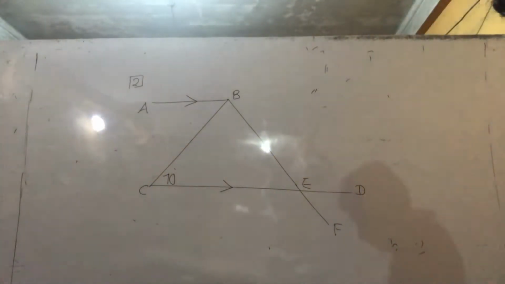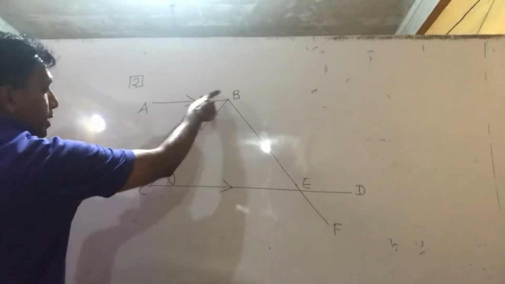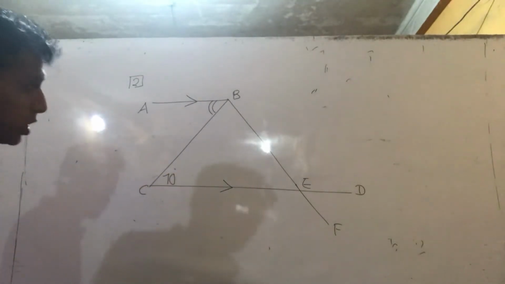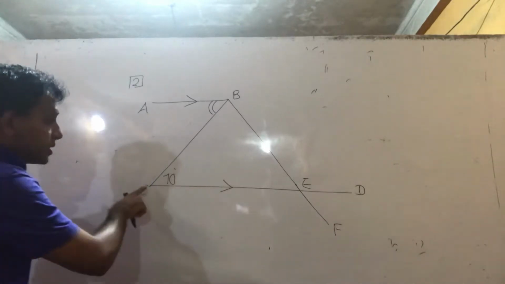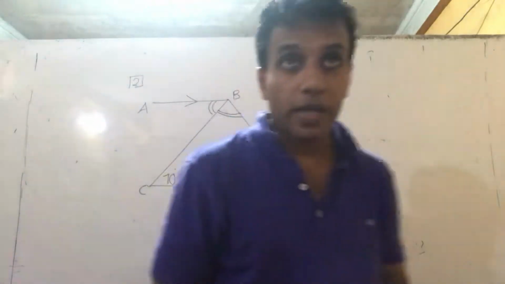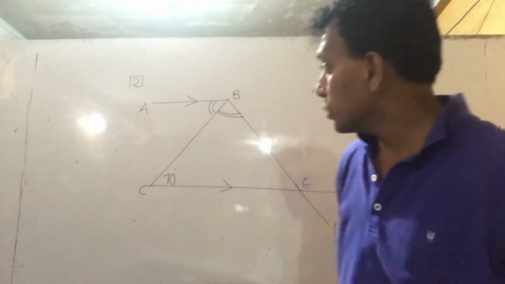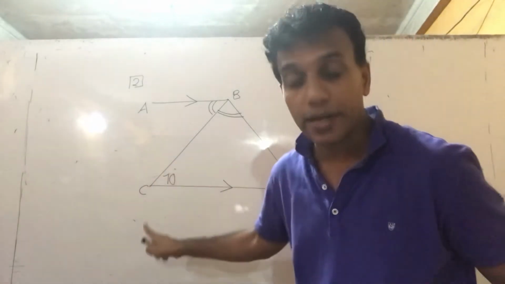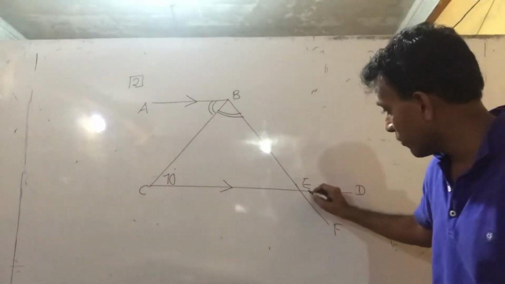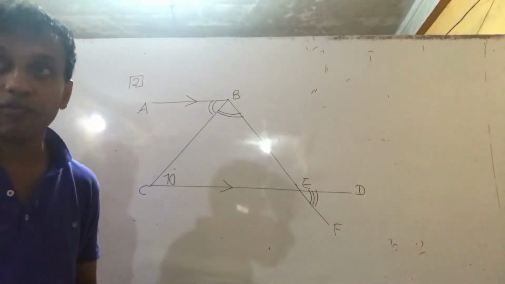So here in the given figure, angle ABC equals angle CBE, this angle. See, they marked that this angle is equal to this angle, right? And they also said angle BC is 70 degrees. Find the value of this angle, find the value of angle DEF.